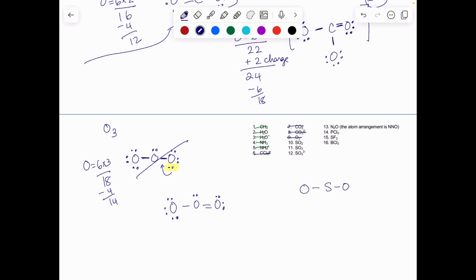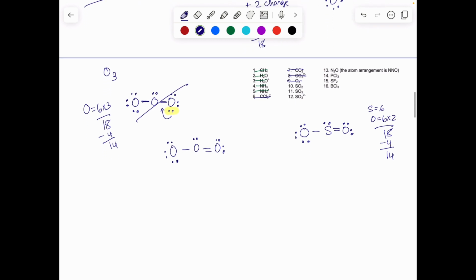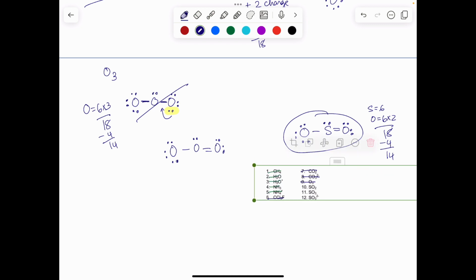SO2, sulfur with 2 oxygens, sulfur 6, oxygen 6, 18. Look how similar this looks to the other guy. I've already added 4, which means 14 remaining. And if we go through the exact same process, we end up with exactly the same spot. We end up with a double bond between the sulfur and oxygen, but it doesn't matter which oxygen, which means there really needs to be resonance structures. But this structure will get you the correct answer for the next two experiments.